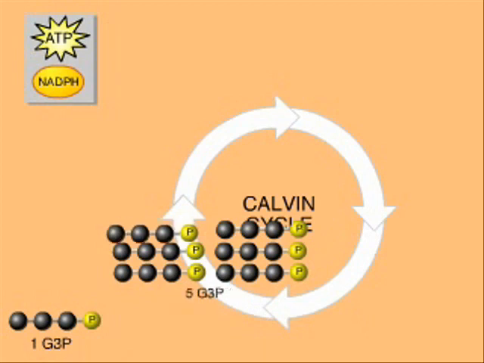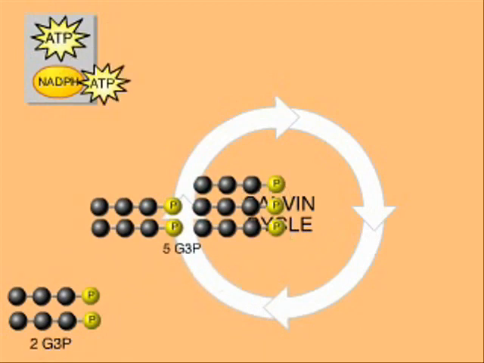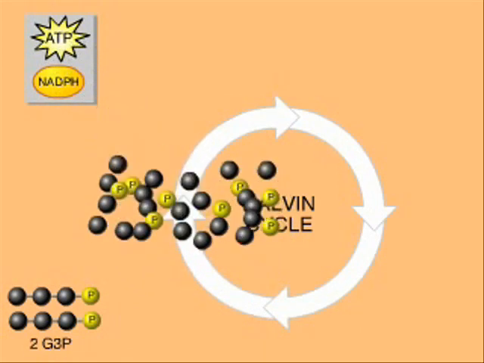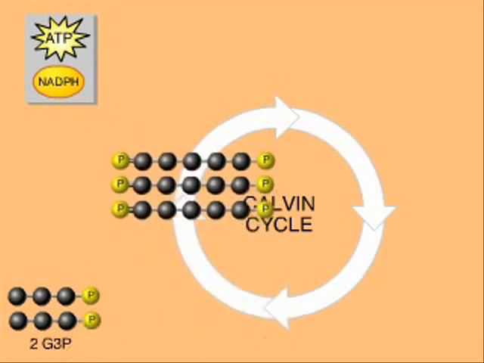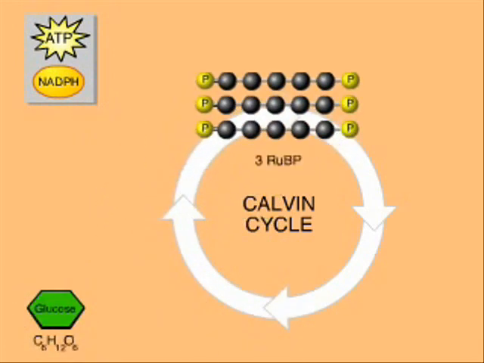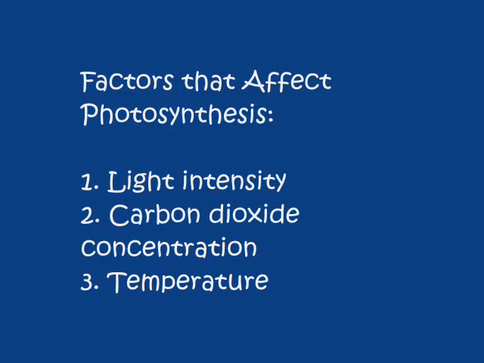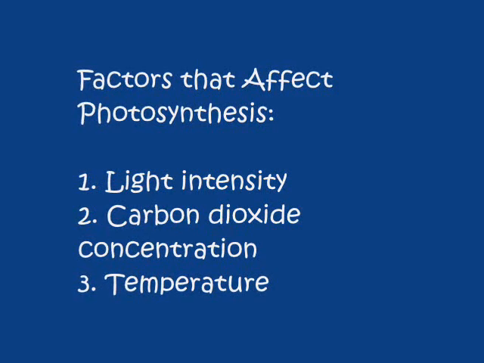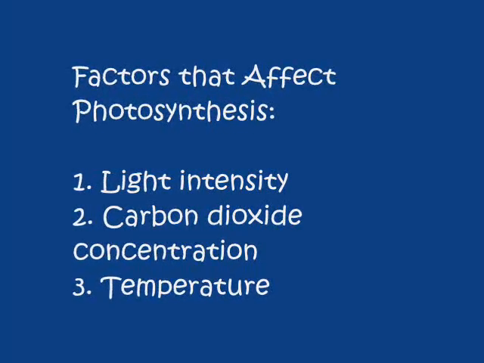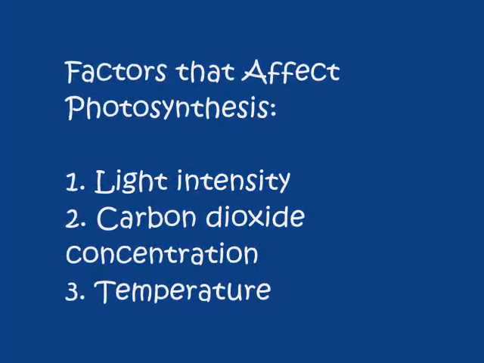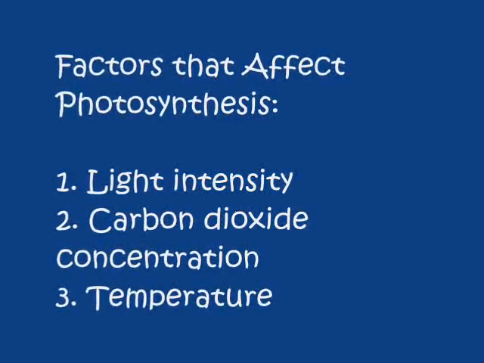G3P is the actual final product of the Calvin cycle. The cell can combine 2 G3Ps to make glucose, which stores the energy that chlorophyll originally captured from the sun. Factors that affect photosynthesis: 1 is light intensity, 2 is carbon dioxide concentration, and the third is temperature.